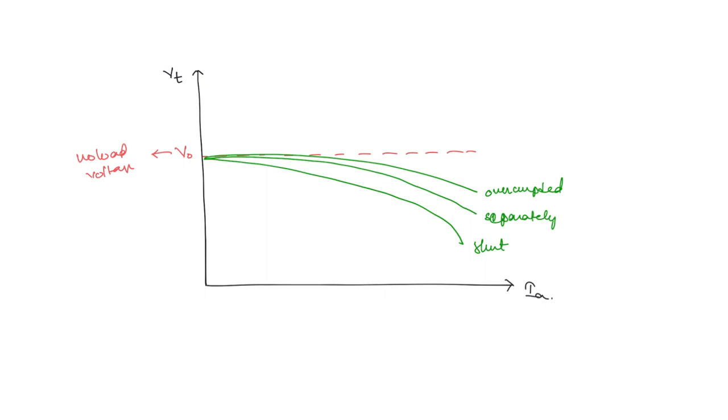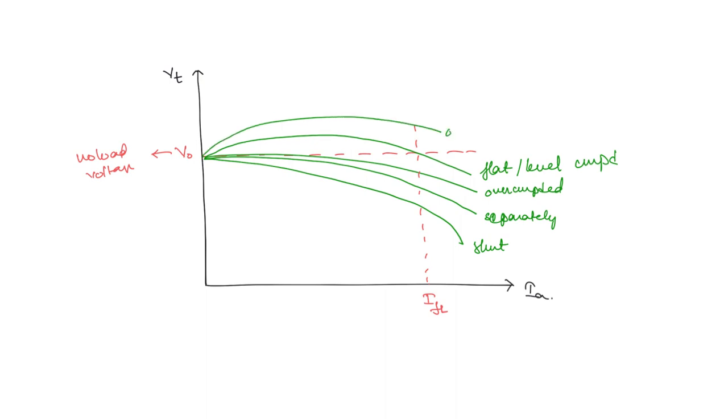Now what about the flat compound? Here you have to draw the full load value. This is the full load value. Then flat compound, first initially it will rise above the no load voltage, then at full load it will reach the exact no load voltage. So this is flat, or it is also called as level compounded generator. And next, over compounded generator will be like this.